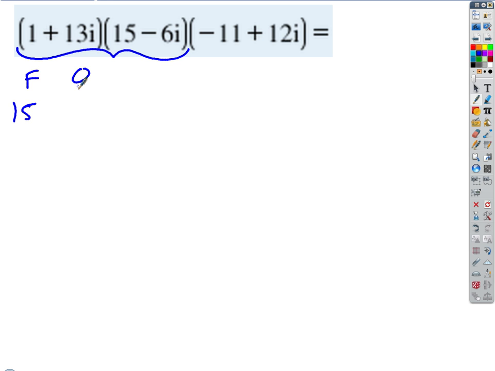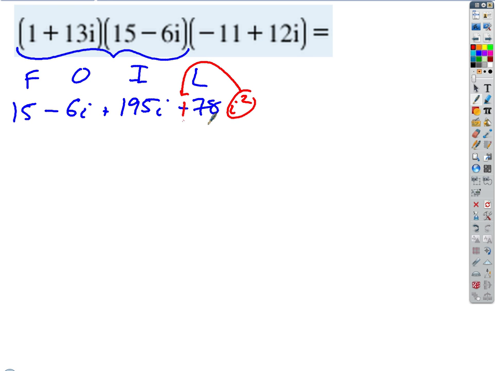What about the product of the outside terms? Negative 6i. Inside terms? 195i. And then last? Negative 78. Good. Negative 78, now negative 78 what? I squared. Right. Good. So what's that going to do? I squared would make it a -1, and then you get a positive. Okay, good. Changes the sign. Right, so the i squared, all that's going to do is make that a positive. Make sense?